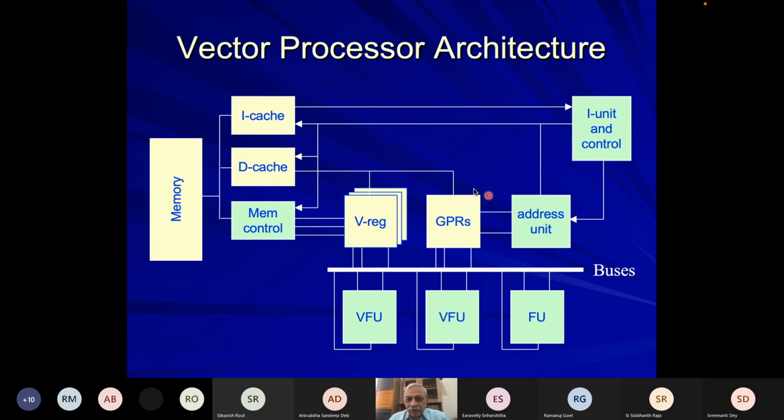So this is a typical architecture. You have general purpose registers, you have vector registers, and you have vector functional units, not just floating point, and a normal functional unit. The cache is used for the non-vector operations, and for vector operations you go directly to the memory.